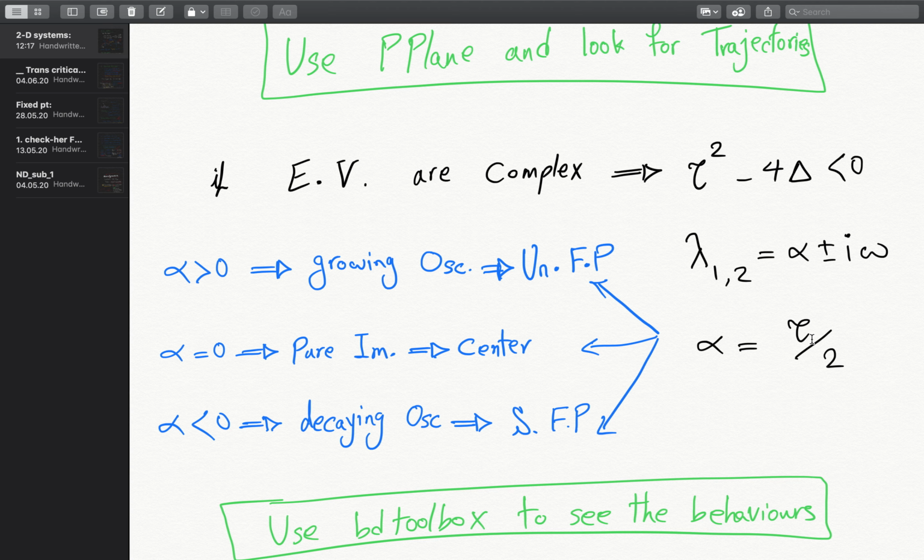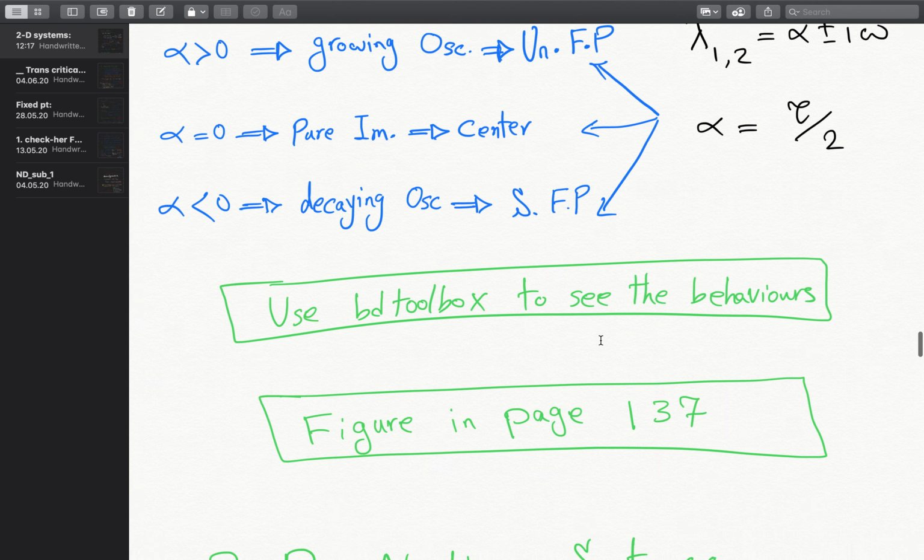It means that A is equal to minus D, as you saw in the BD toolbox, and we can talk about it if you want. And this is going to tell you that this is pure imaginary, and this is a center. I forgot to write it here actually. These two are spirals, and this is the center. So we have spirals and centers.